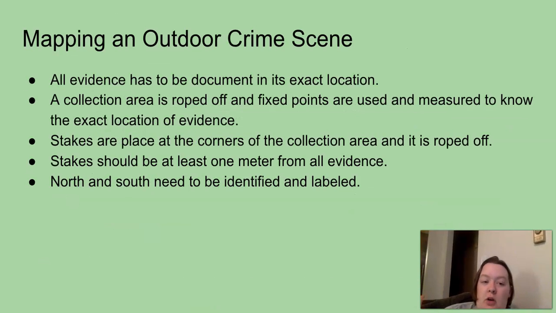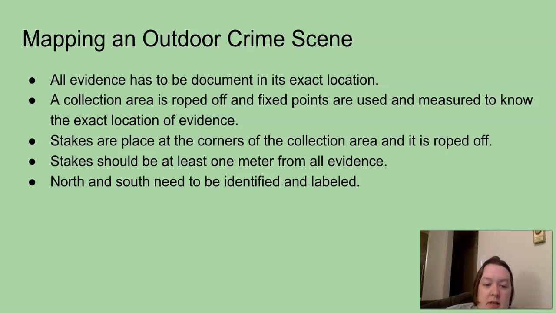Alright, so let's say our crime happens outside. Everything, again, has to be documented in its exact location. You're going to rope the area off. You are going to use measurements and fixed points, so maybe the distance to a tree, or a river, or a bush. You're going to have points used and measured from, so you know exactly where evidence was, just like you would inside of a room.